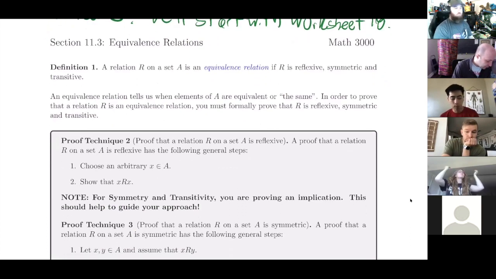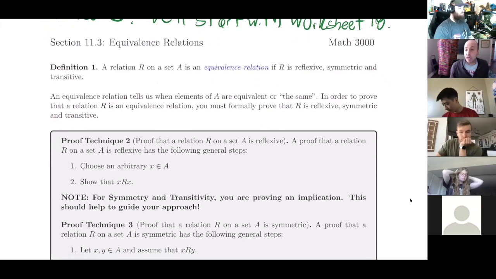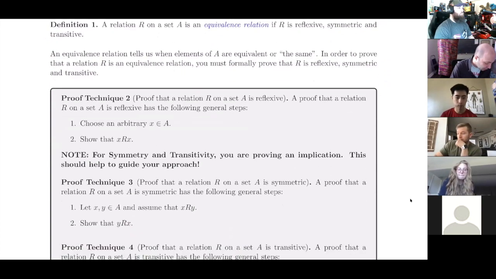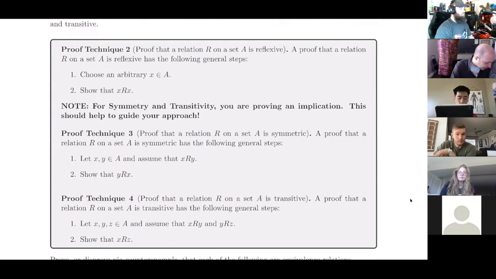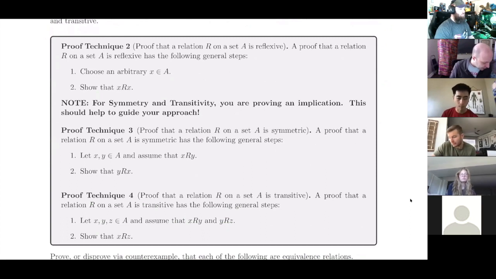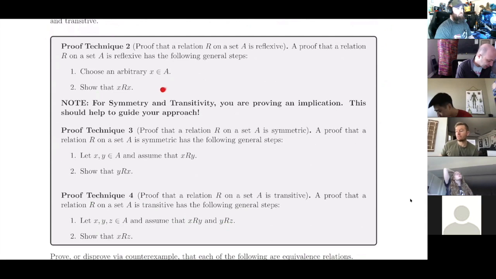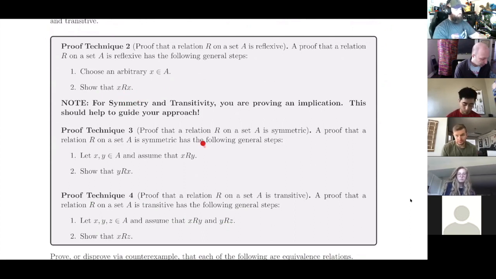So if we have a given relation R, and we want to prove that it is an equivalence relation, then we've got three different things that we need to prove. We need to show that it's reflexive. That would be like a for all statement. For any x in the set, we want to show that it's related to itself. We want to show that it is symmetric.